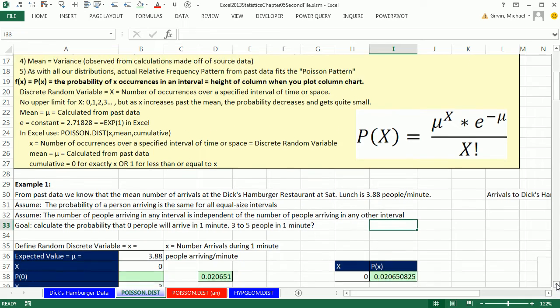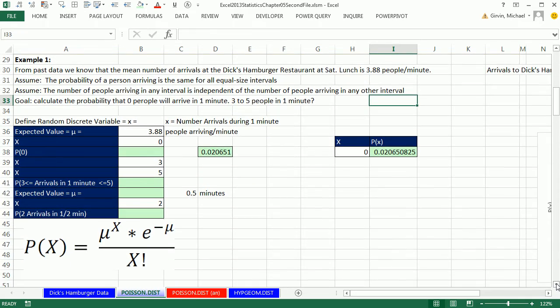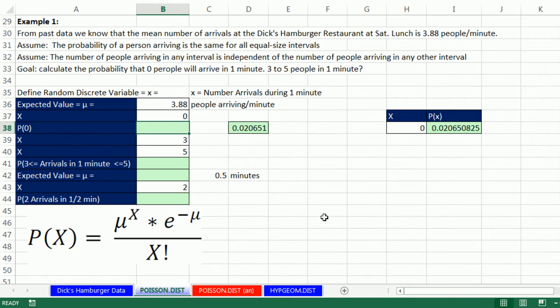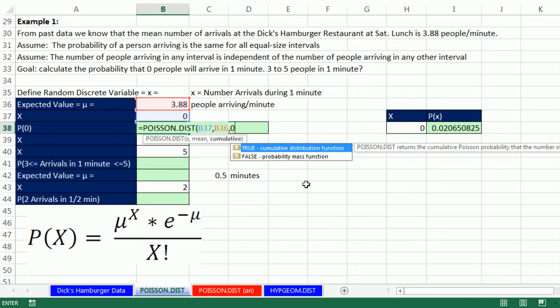All right, let's scroll down, and we have 3 examples. Now, our first example is the same example we've been using. Dick's Hamburger restaurant, Saturday lunch rush. We know that there's 3.88 people arriving per minute. Now, we want to calculate exactly 0. So I'm going to come down here, equals PO and tab. That'll give us our Poisson.DIST function. We need our x, comma, and the remarkable thing about this function is all we need besides the number we're trying to estimate is just that mean, and it'll calculate the rest. Comma, 0 gives us our probability mass function. That's the height of the column or the probability.